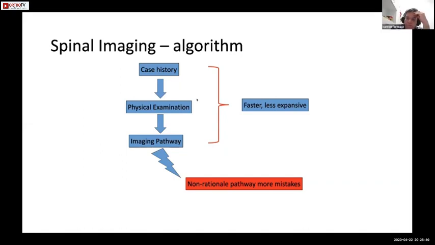So we have to go in an algorithm fashion, as Dr. Sudhir has mentioned. Case history is important. Physical examination is important. If we do not follow this and we directly jump to imaging, leaving X-rays or MRI, and the candidate goes and answers an MRI, you might lead to a non-rational pathway, which would lead to more mistakes for a postgraduate.